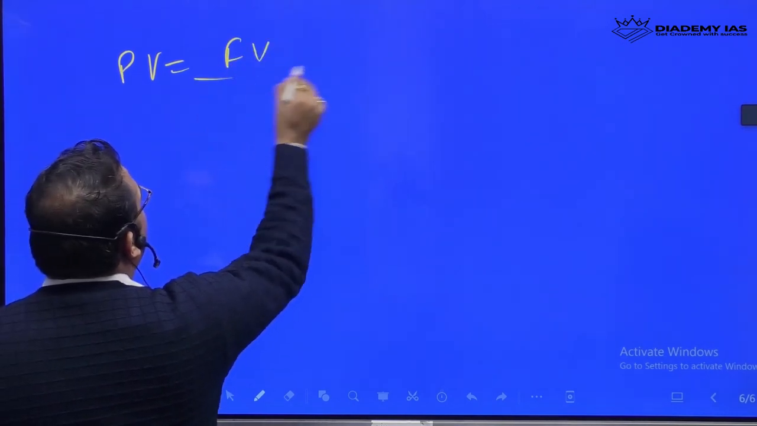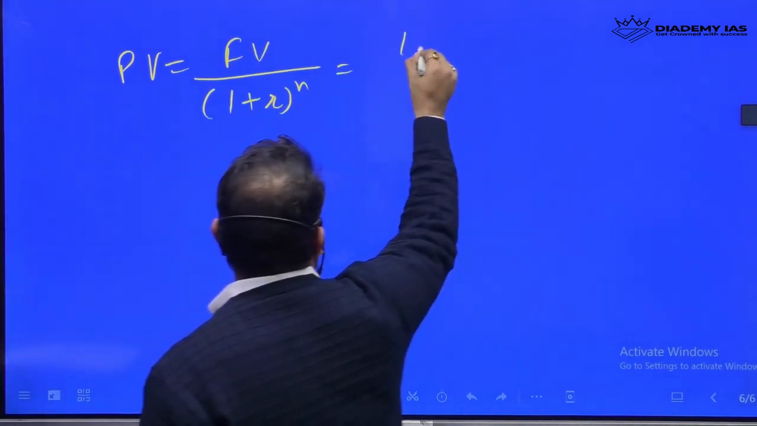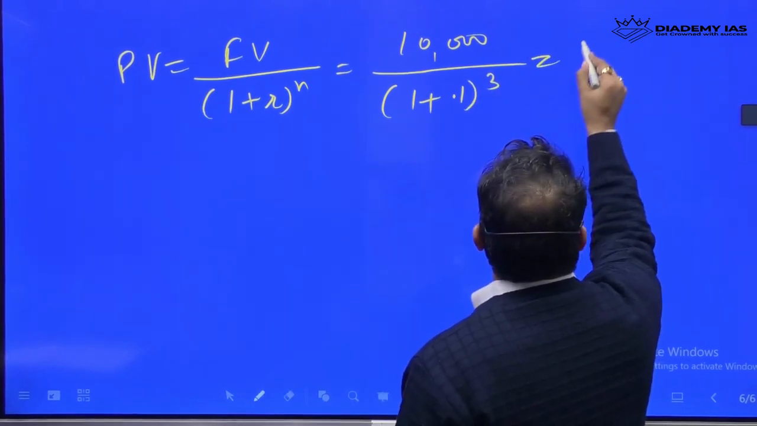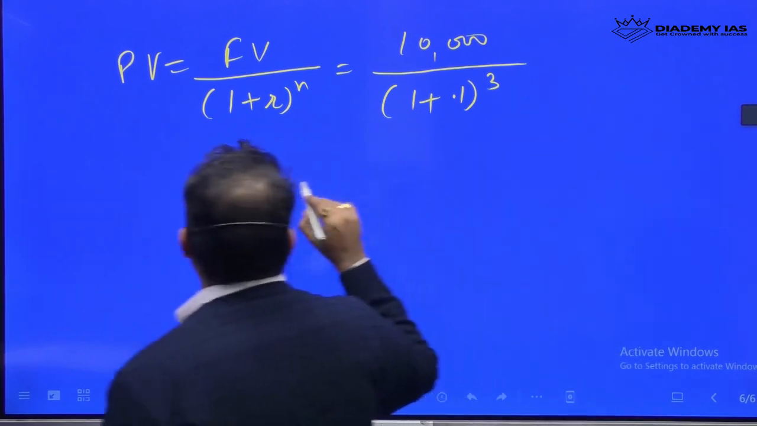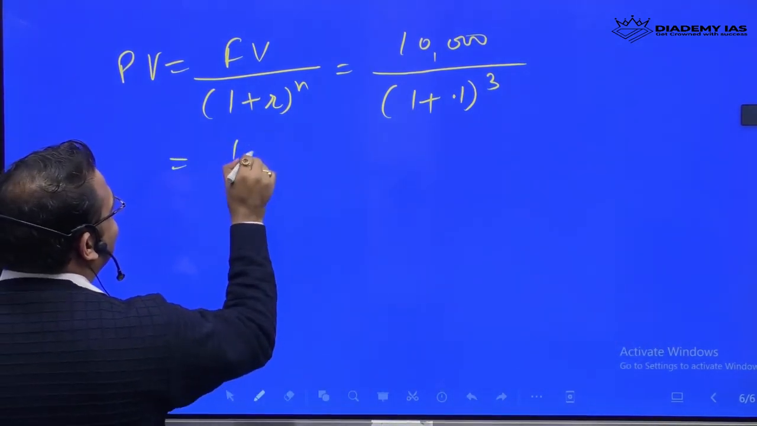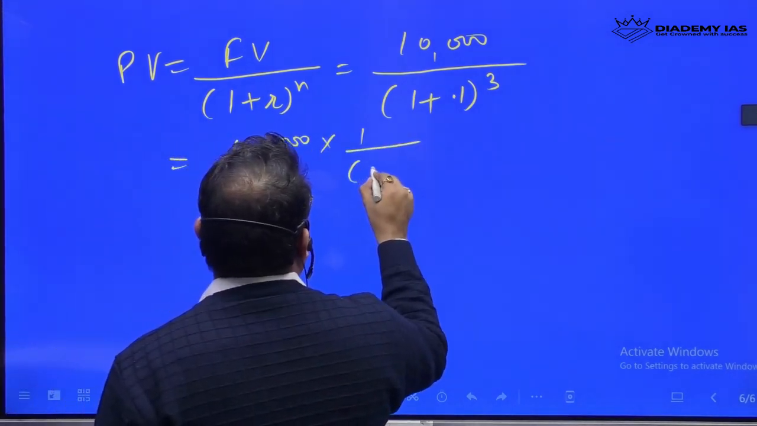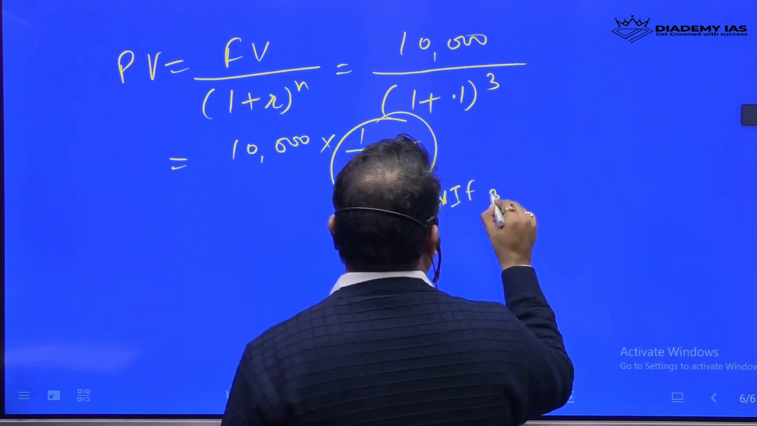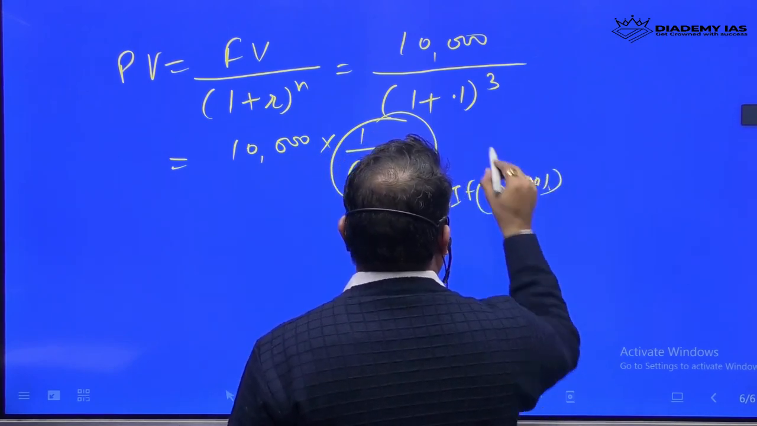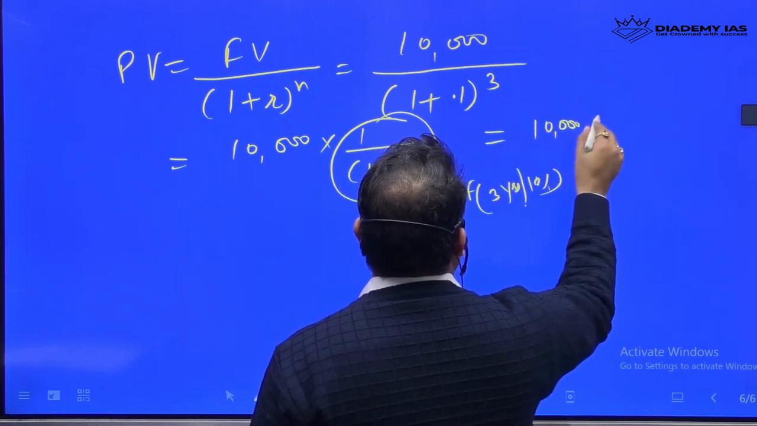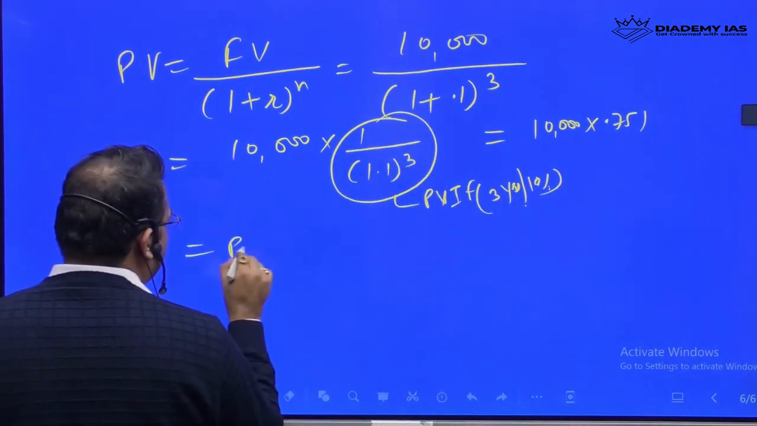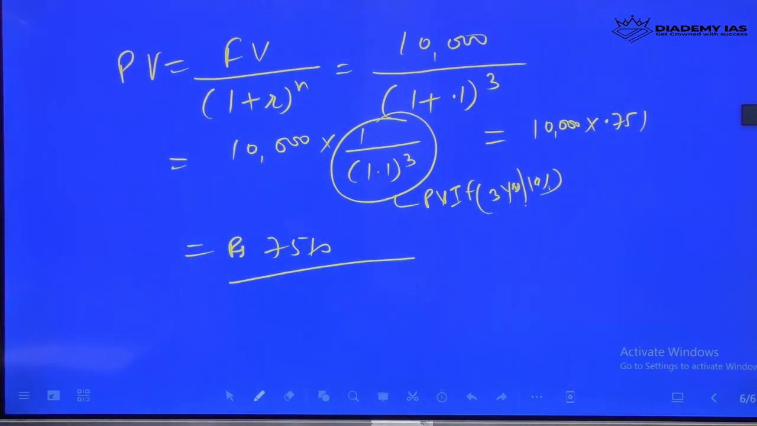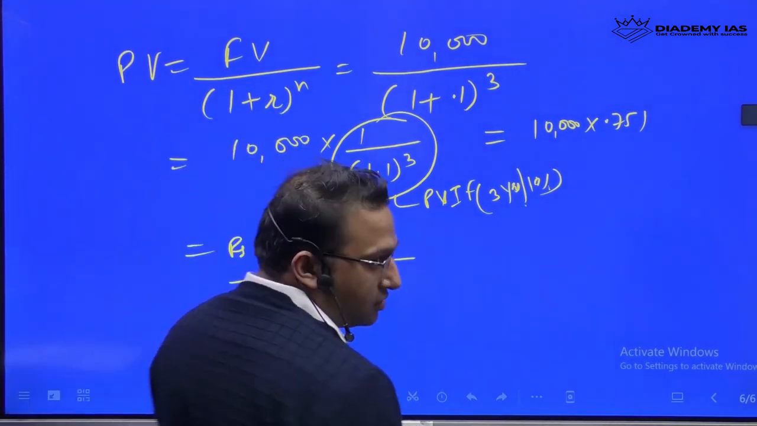PV is equal to future value divided by 1 plus r raised to power n, which is 10,000 divided by 1 plus 0.1 raised to power 3. Or same thing, can we write, I have to go vertical, otherwise same problem will happen. So 10,000 multiplied by 1 upon 1.1 raised to power 3. So this is basically nothing but the present value interest factor for 3 years at 10% rate of interest. So this comes out to be 10,000 multiplied by 0.751. So the amount comes out to be rupees 7510. Clear, Amit?